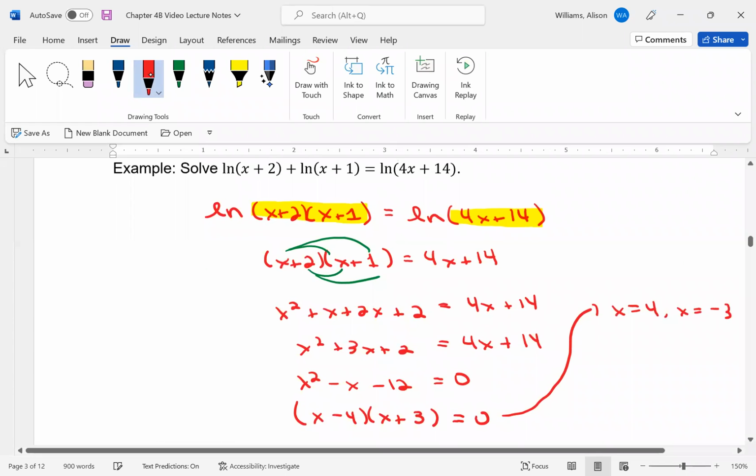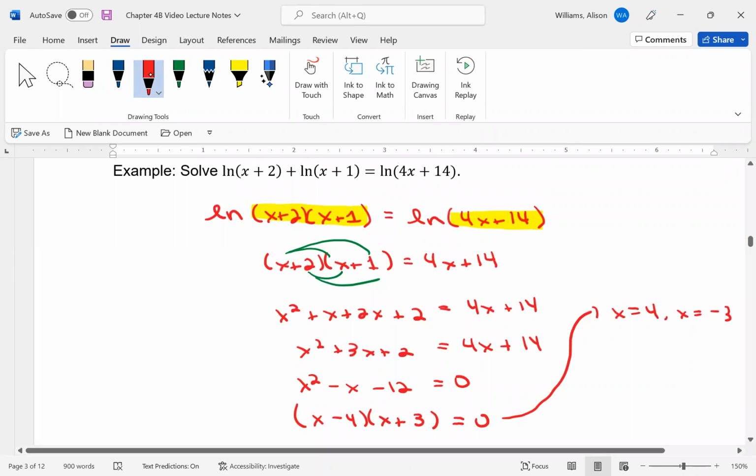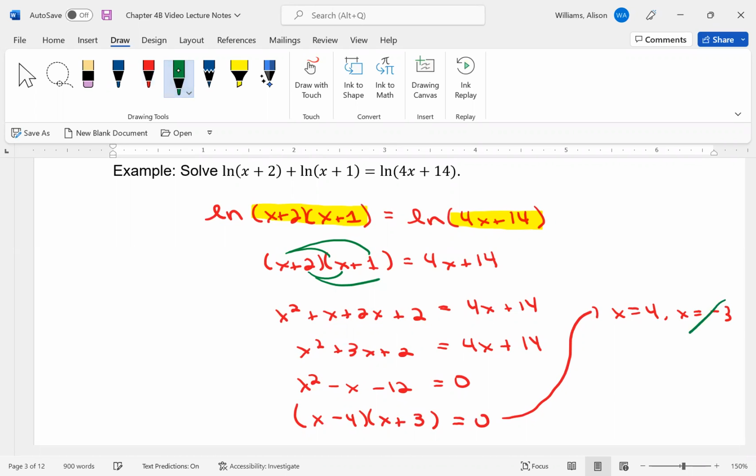Okay. And now I have to make sure that neither of these are going to give me negatives. And I can see negative 3 is a problem. In the first one alone, negative 3 is a problem. So I'm not going to include that as a solution. Only 4 is a solution. It will plug in and give me nice positive numbers. I could work it out, make sure it actually does equal, but I'm not going to stress about that. We're just going to go ahead and disregard the negative 3.